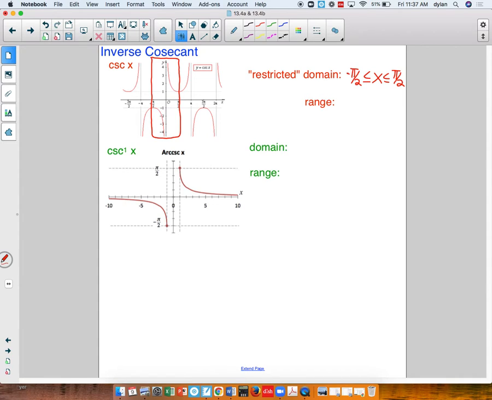And our range in this case is a little bit weird because we can either be less than or equal to -1, or we can be greater than or equal to +1. So we have two different options, but not including the space between -1 and +1. So then our inverse cosecant, we're just going to flip the domains and ranges. So our domain is going to have x be less than or equal to -1, or greater than or equal to +1.